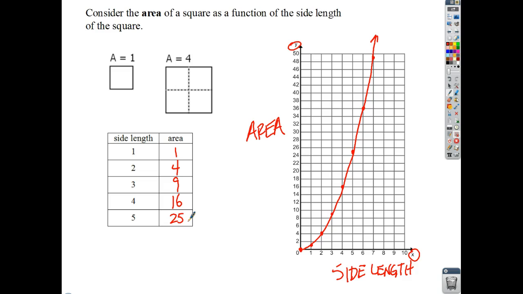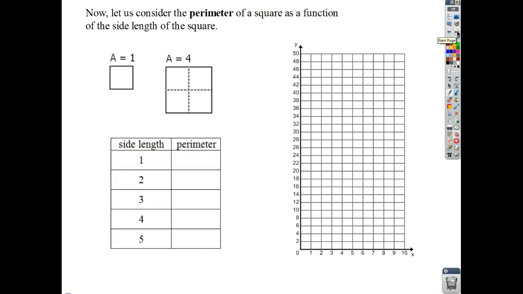It does follow a pattern, right? As we can see. But it's not linear, okay? It's non-linear, it's curved, it doesn't make a straight line. Okay, so in this case, it is a function, but it is a non-linear function. All right, well, let's take that same idea and let's take a look at what happens with perimeter.